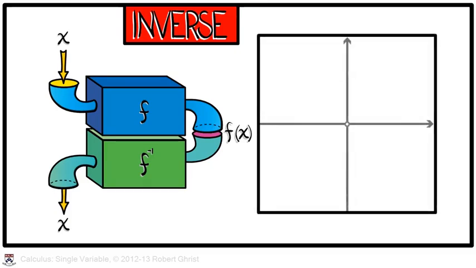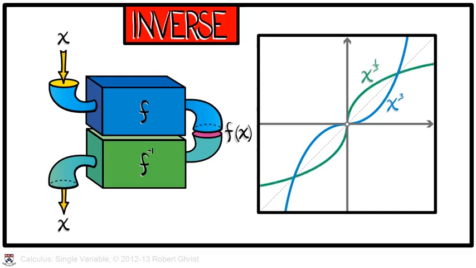Let's look at a specific example where we take as f the function x cubed. What would the inverse of this be? Well, it has to be a function that undoes whatever x cubed does.